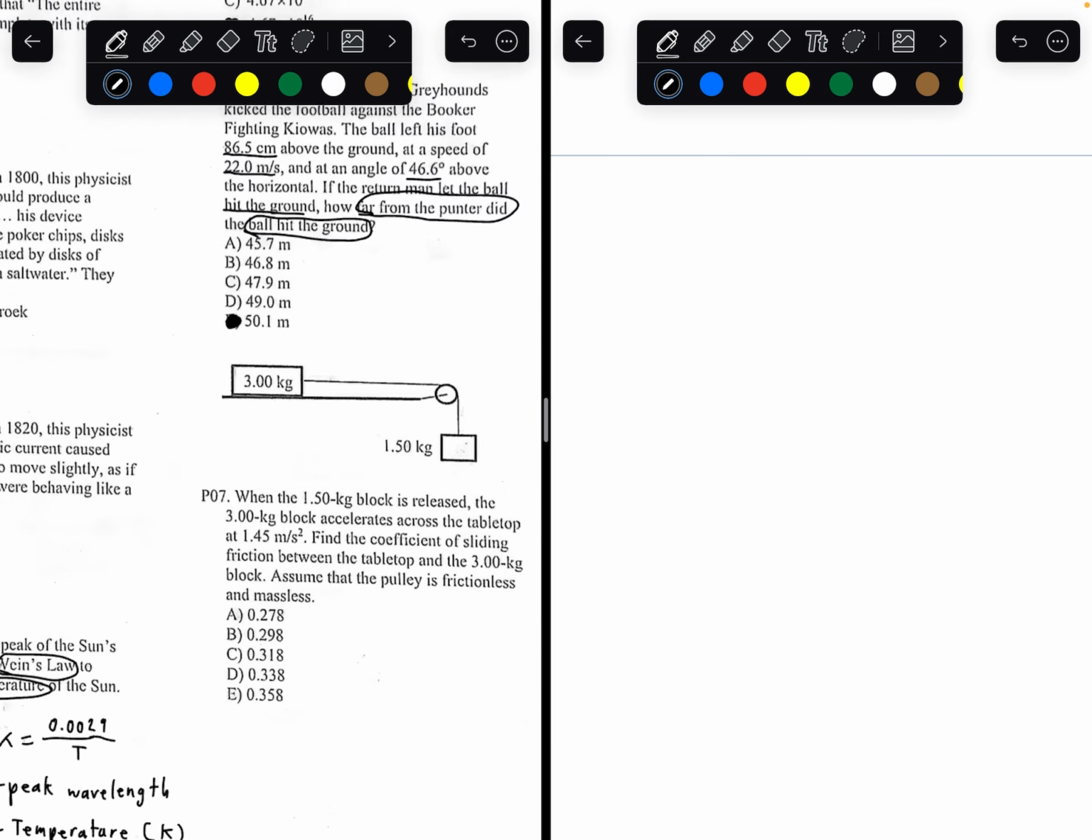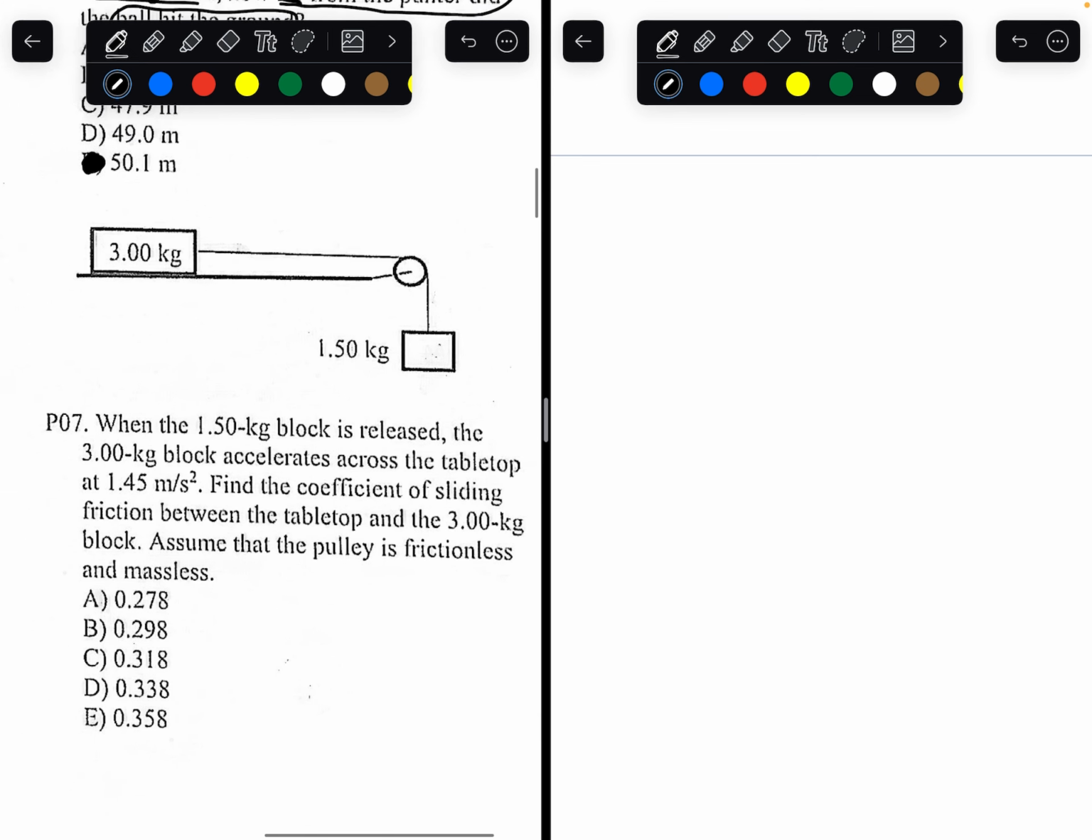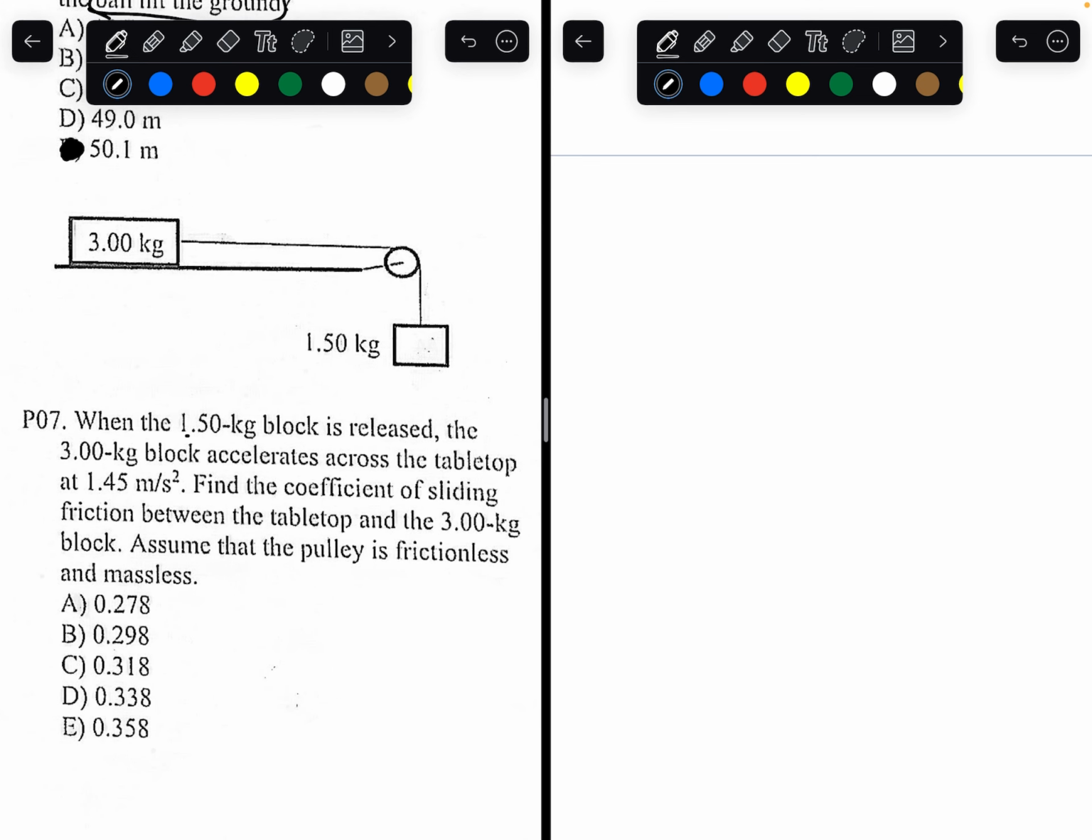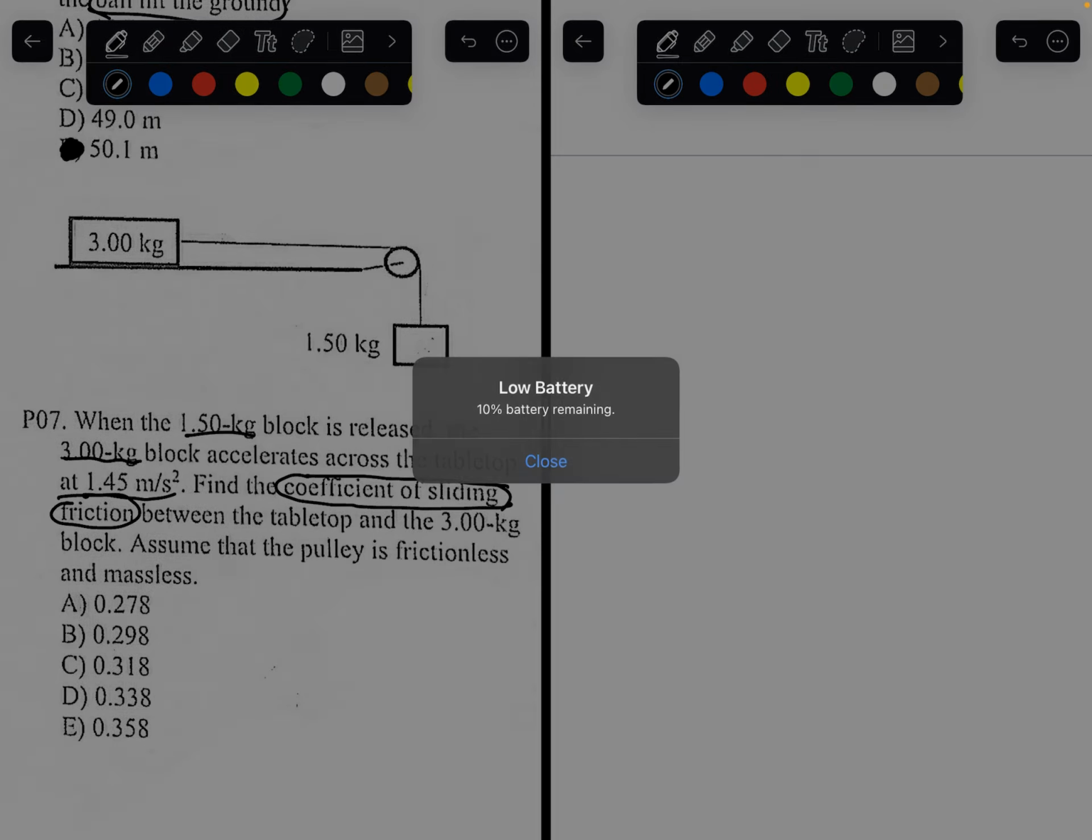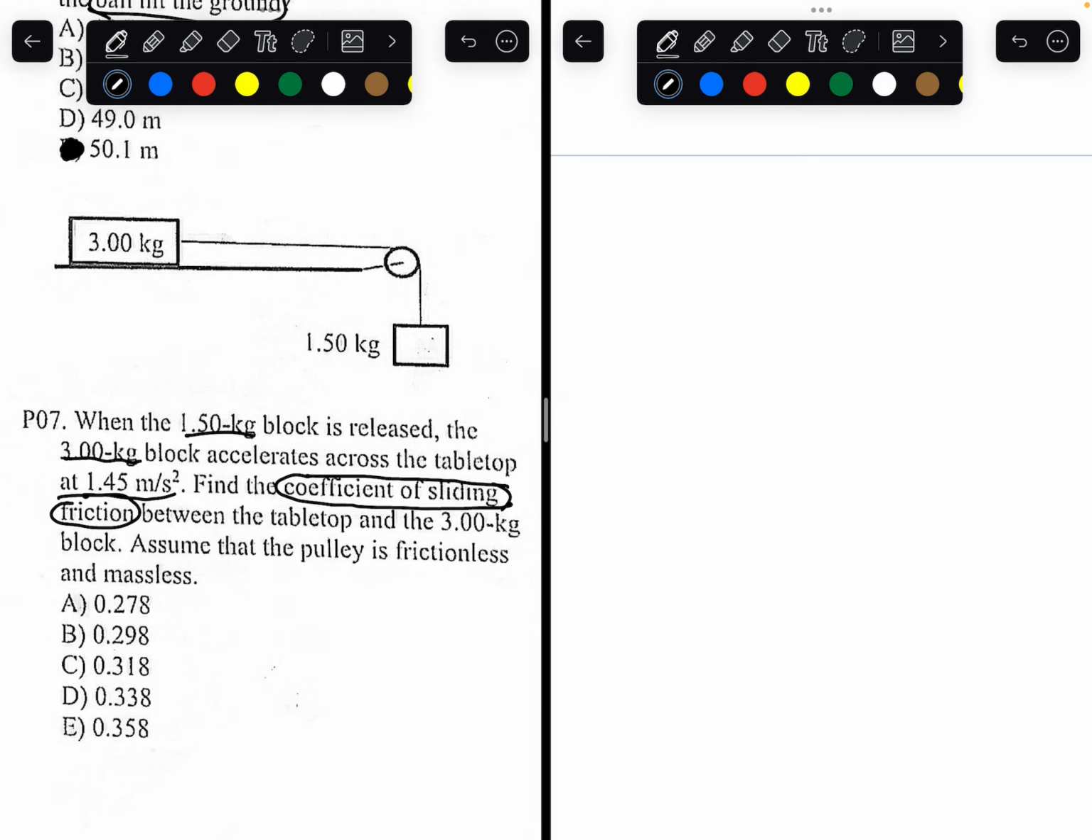Number 7. When the 1.5 kilogram block is released, the 3 kilogram block accelerates across the tabletop at 1.45 meters per second squared. Find the coefficient of sliding friction between the tabletop and the 3 kilogram block. Assume that the pulley is frictionless and massless.